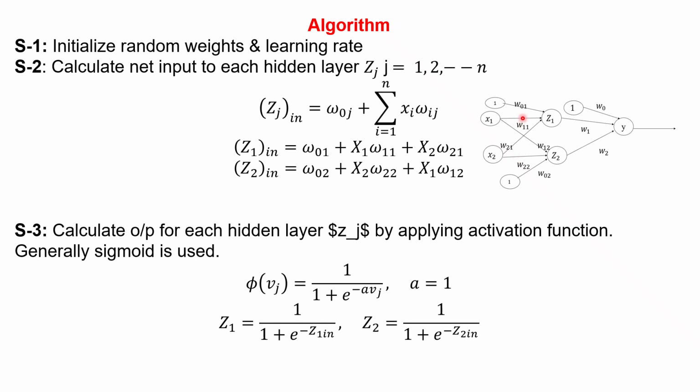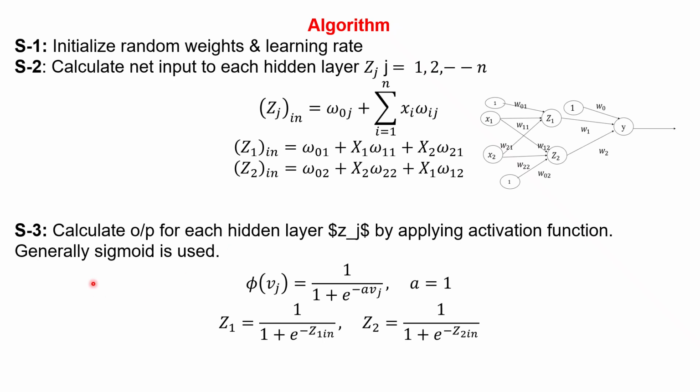As shown in the figure, there are two inputs x1 and x2. So there are two net inputs z1 in and z2 in for the network shown. So z1 in will be equal to w01 plus x1 w11 plus x2 w21. Similarly, z2 in will be equal to w02 plus x2 w22 plus x1 w11.